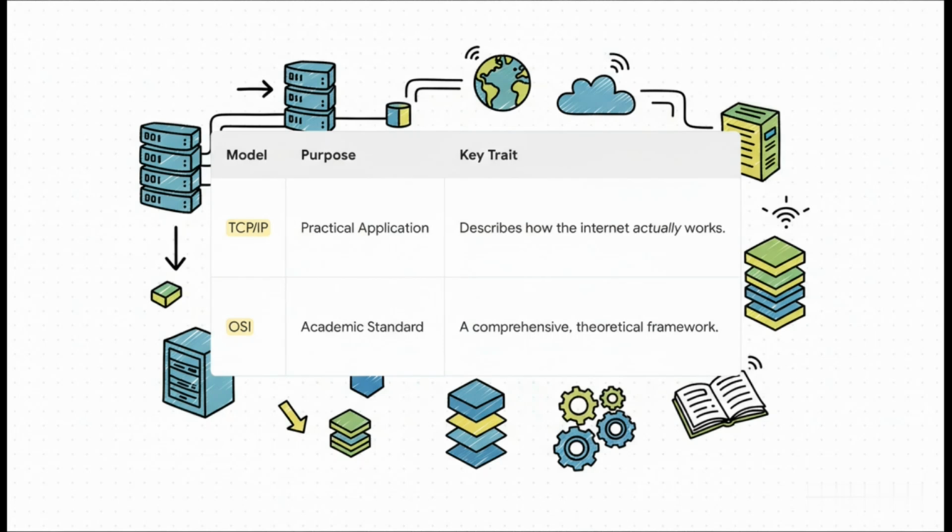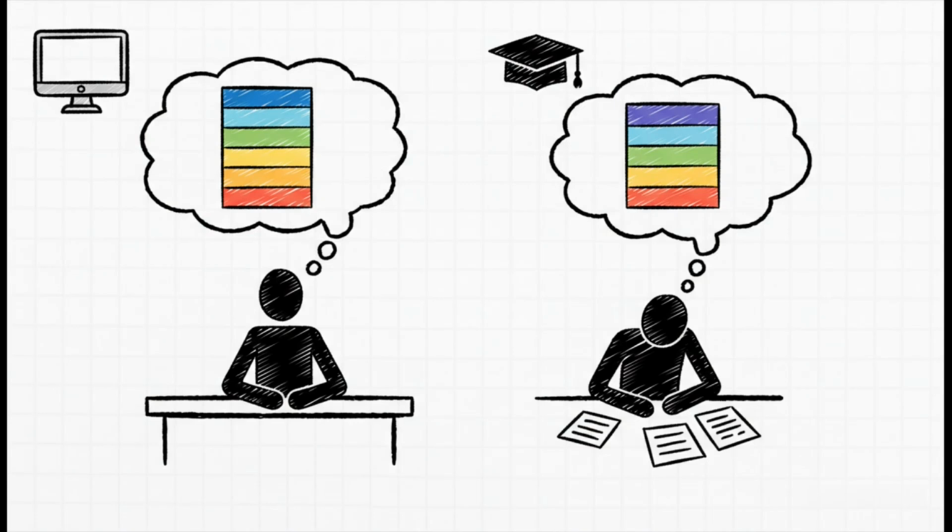So here's the bottom line. For your day-to-day work, for troubleshooting, you're going to be thinking in the 5 layers of the TCP/IP model. But, and I absolutely cannot stress this enough, if you are planning to take any networking exam from CompTIA to Cisco, you must know the 7-layer OSI model inside and out. It is the language of academia, and it's the language of certification, period.